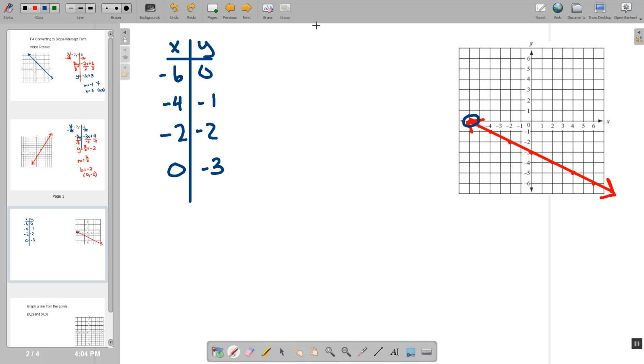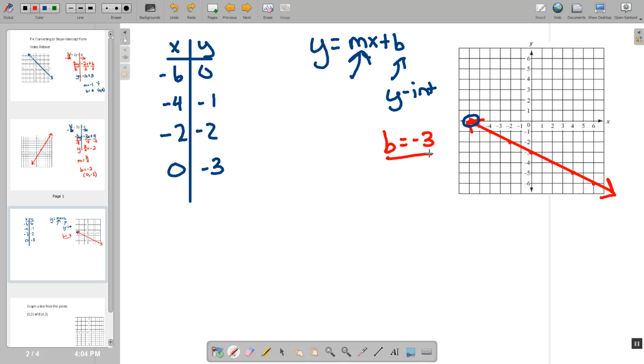Now, in order to put something into the form y equals mx plus b, we need two things. We need the slope, and we need the y-intercept. Well, we have the y-intercept already. If you look on our graph, it's asking at what point we cross the y-axis. That's actually right there. So that means our b value has to be negative 3.